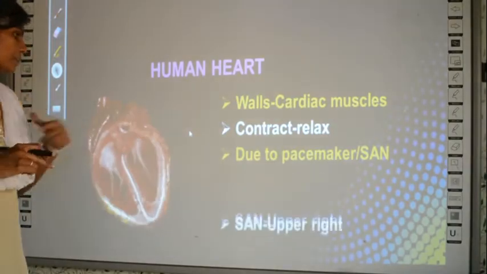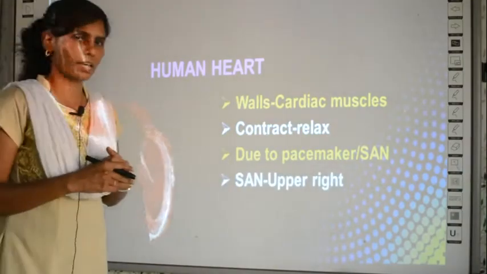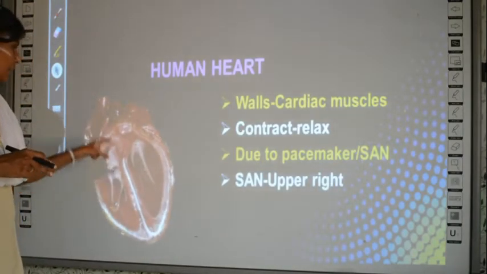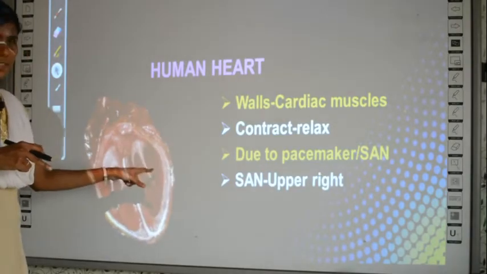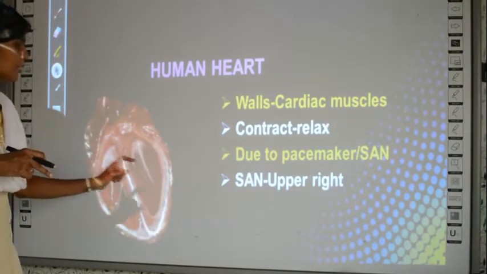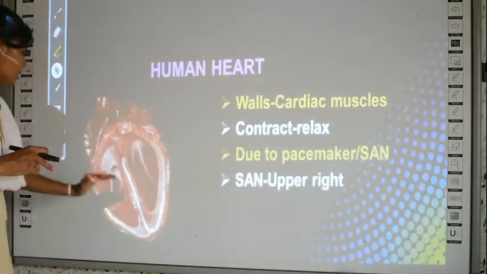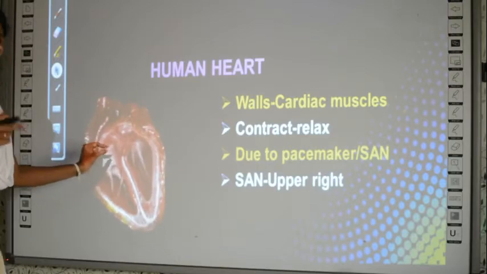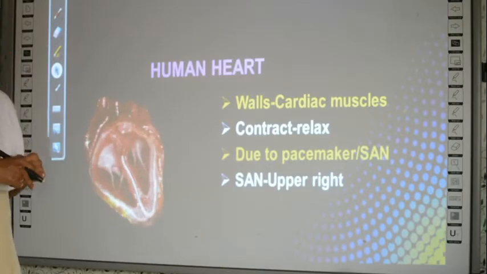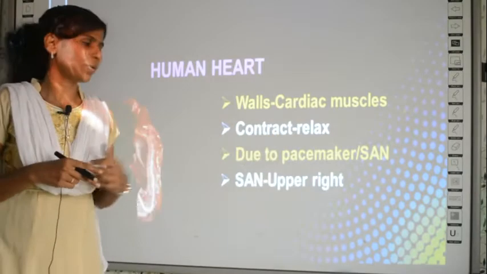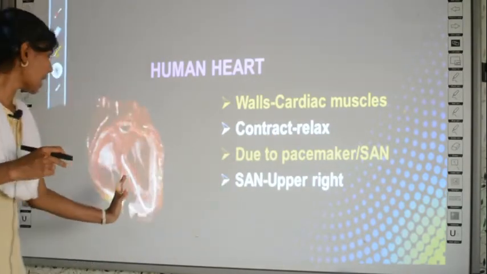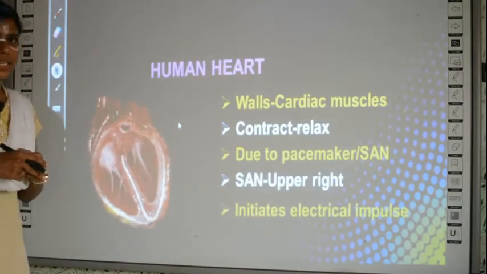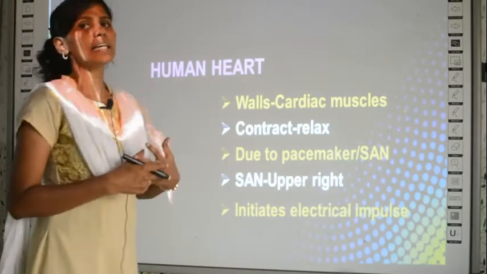Okay, where is the SAN? Which is the right side now? This is the right side for the man, right? So this is the right side and this is the left side. This is lower and this is upper, right? So in the upper right region a small flesh-like structure is present, and that is called the sinoatrial node. The location of SAN is the upper right, this region. And this SAN initiates electrical impulses.